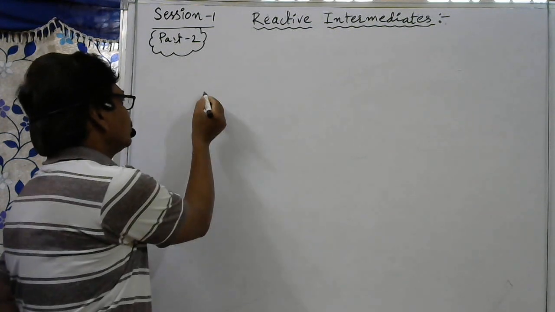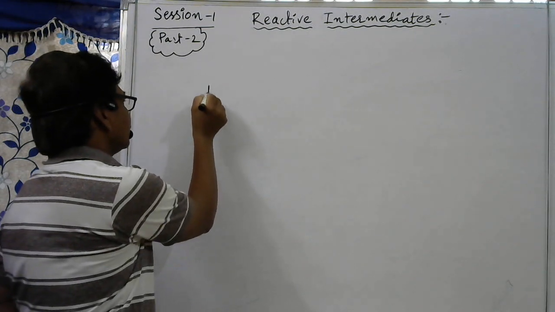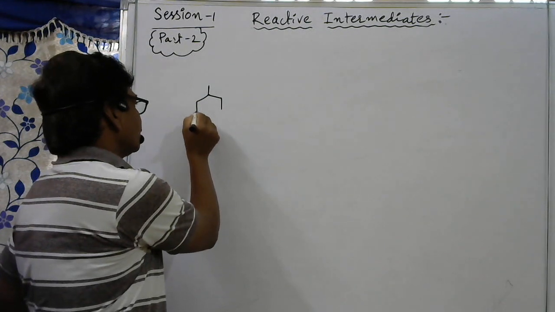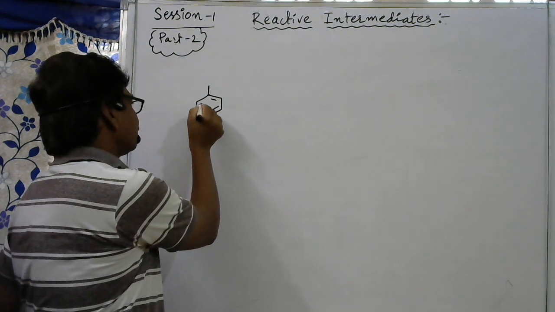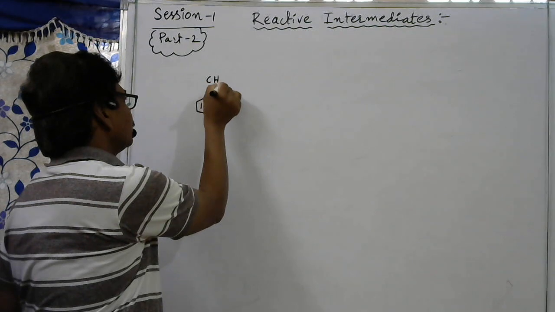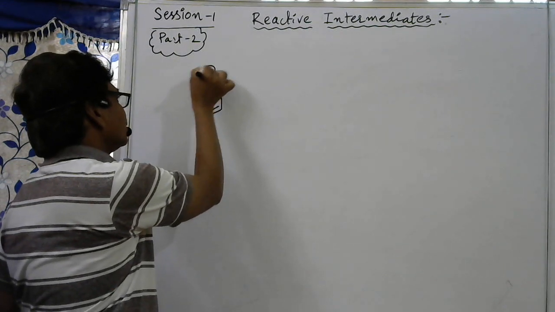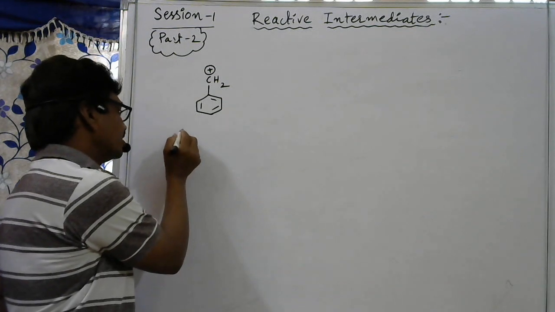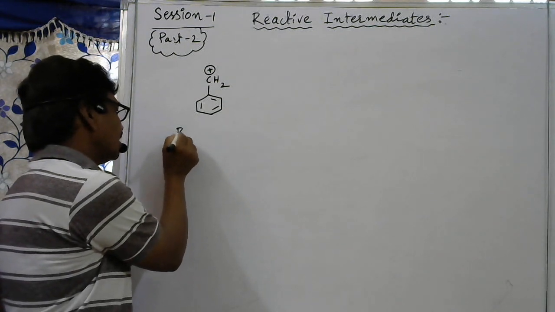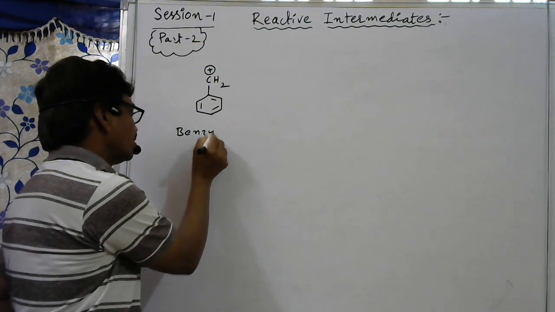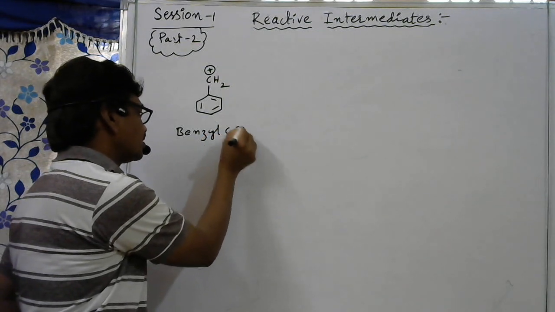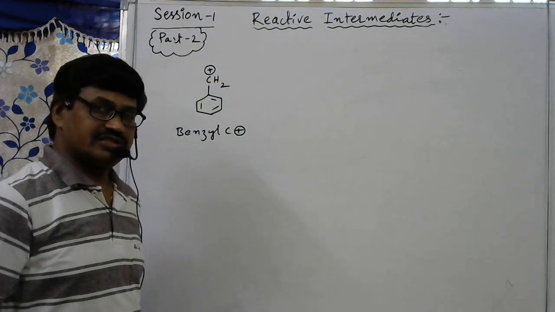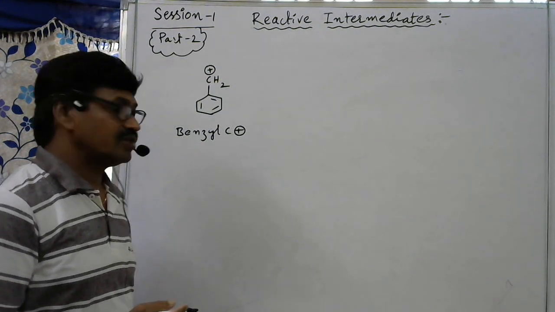Phenyl methyl. So, like this, we can write phenyl. This is the phenyl group, C6H5. Here, if it is CH2, then we can say methyl. This is phenyl methyl carbocation. Otherwise, we can say it is benzyl. It is benzyl carbocation, benzyl C plus. Because of its resonance, it will get more and more stability.